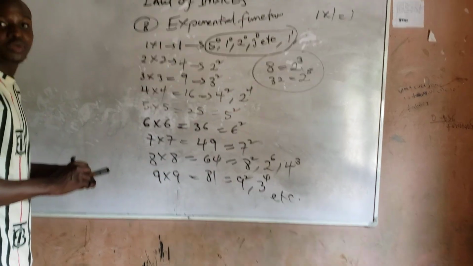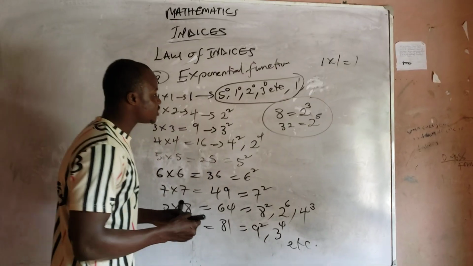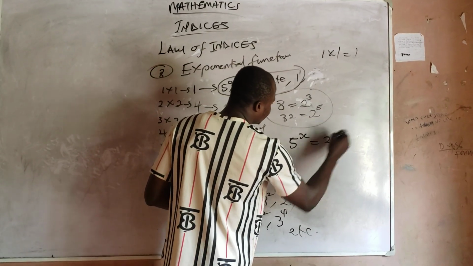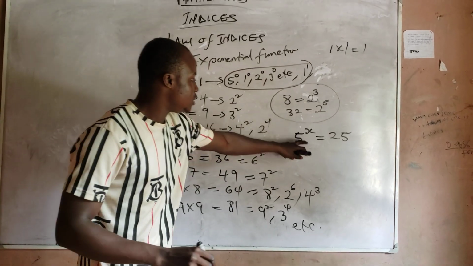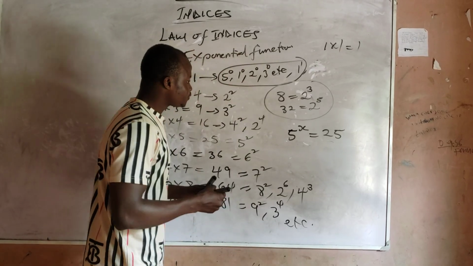So that is what we need in this exponential function. And see how they ask the question. They just say 5 raised to the power x is equal to 25. Find the value of x. See what I'm going to do.